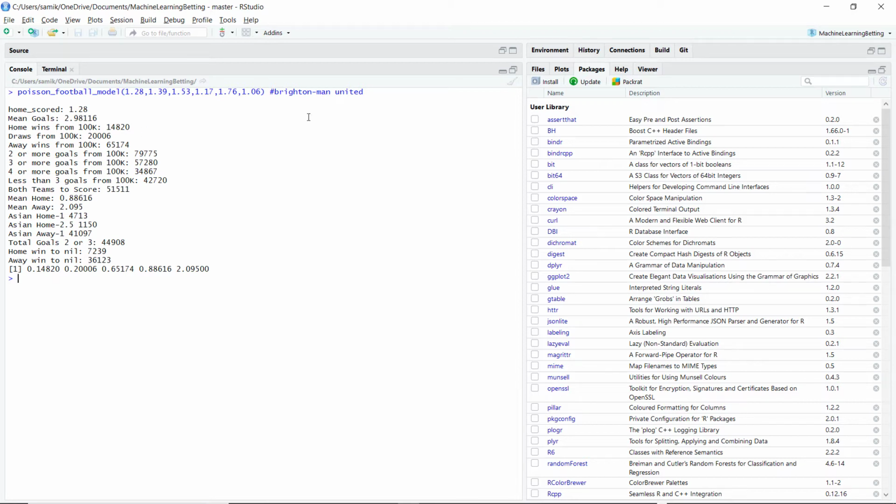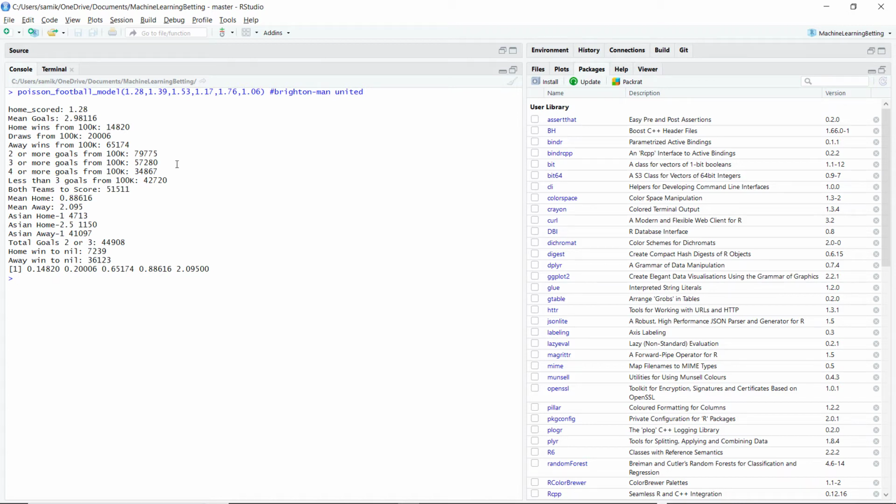For Brighton Man United, again, two or more goals is nearly 80%. Three or more is nearly 60. So I'd actually go for three or more here. I suppose it's unfair if I'm not going under when it's at 43 and I'm willing to go over when it's 57. Yeah, there's a point there. So maybe you could do two or more, but I'm going to go three or more.